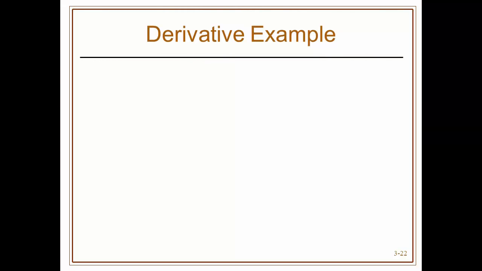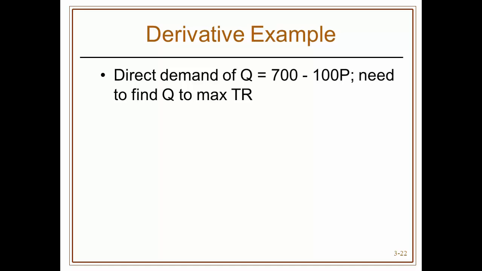Here's an example we can do. Let's say we have this direct demand equation, Q equals 700 minus 100p. We want to know what level of Q, what quantity, could we try to sell to maximize our sales, maximize our total revenue. We might be able to just sort of guess, and again, pick different quantities and see how much revenue comes in and just sort of guess that way.